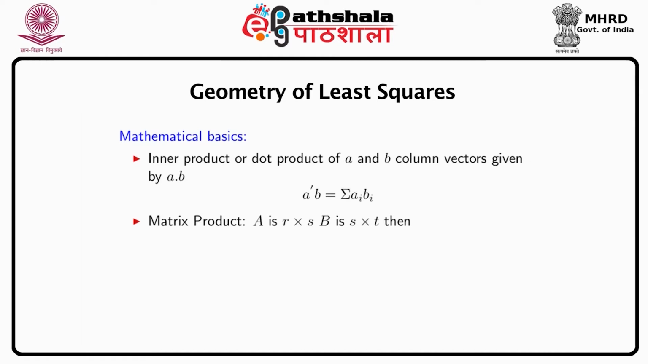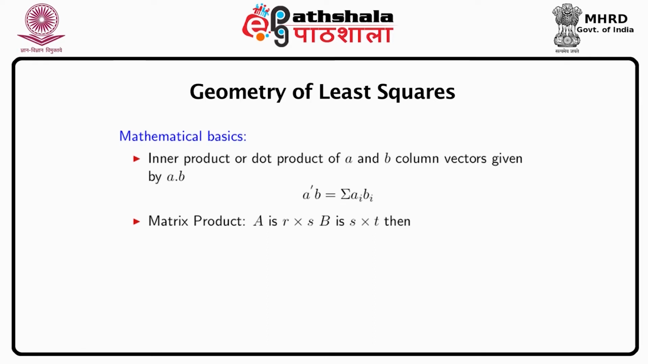First, the basics that we talk about are the inner or the dot product of vectors. If A and B are column vectors, then the dot product can be written as the summation of A_i times B_i, where A_i and B_i are the ith component of the vector. In case A and B are orthogonal, then the dot product or the inner product of the two vectors is going to be 0.